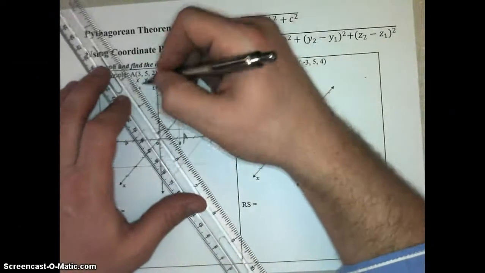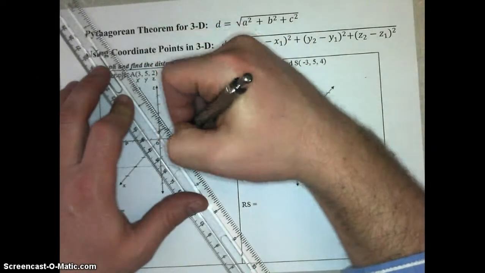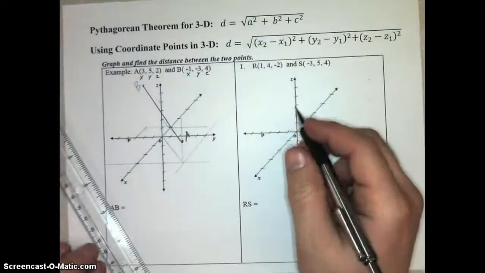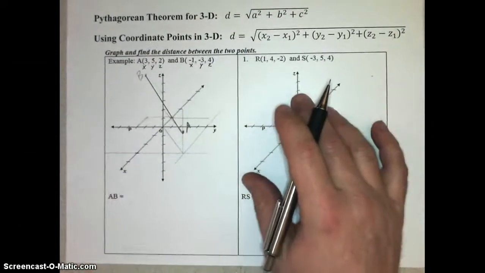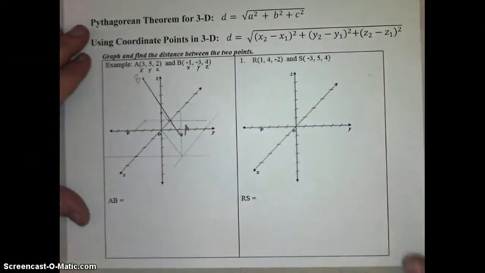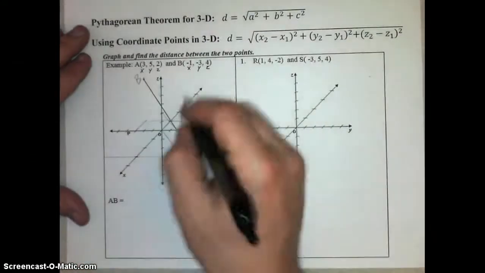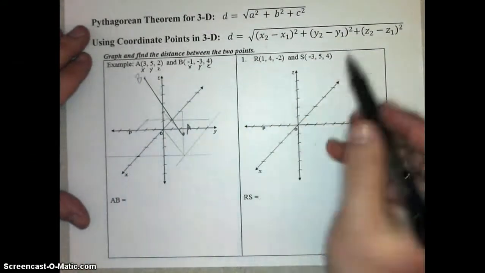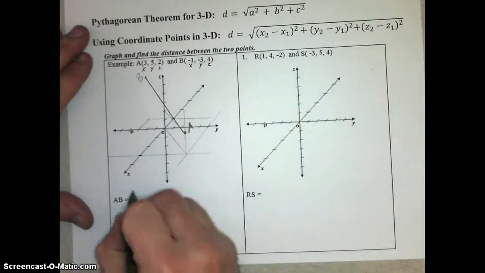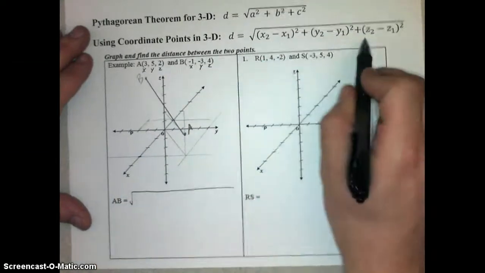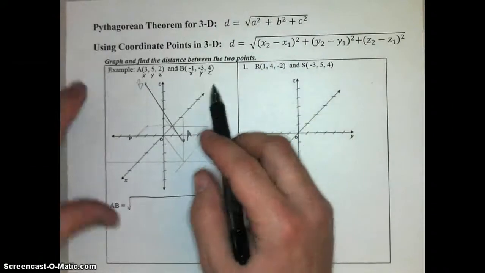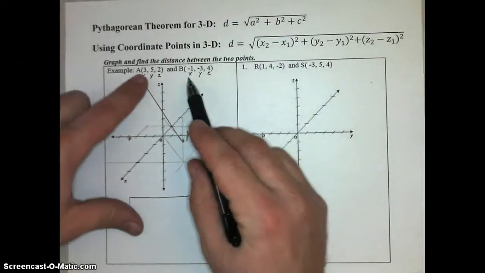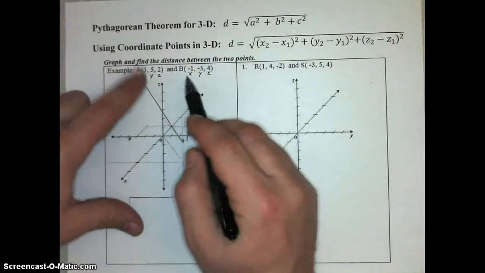And if I were to connect A and B, it'd be very difficult to try and count or measure that distance. Instead of using the coordinate plane, we want to use our formula here. So we're going to use that distance formula and just plug in the coordinates. We're going to subtract the x's first. I'm just going to pick an order and stick with it. I'm going to go from A to B.